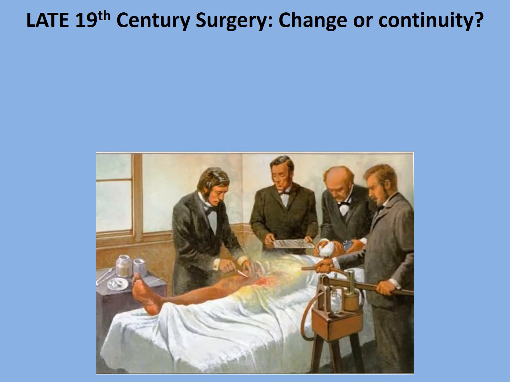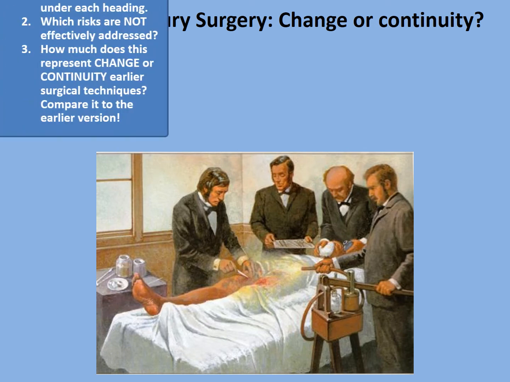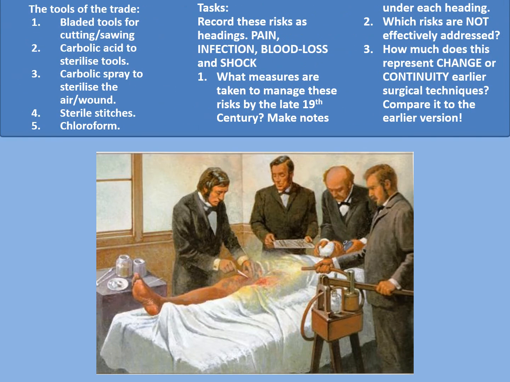We're now going to see another demonstration of an operation, but this time late 19th century surgery. Change or continuity. We're going to do a similar activity, the one that we did earlier with the early 19th century surgery, but with a few key differences. This time the tools of the trade are bladed tools for cutting and sawing. These are not especially different to what we looked at earlier. Carbolic acid to sterilise tools. Carbolic spray to sterilise the air in the wound. Sterile stitches and chloroform. Your first task then, record these risks as headings: pain, infection, blood loss and shock.